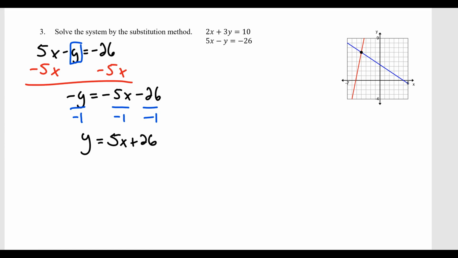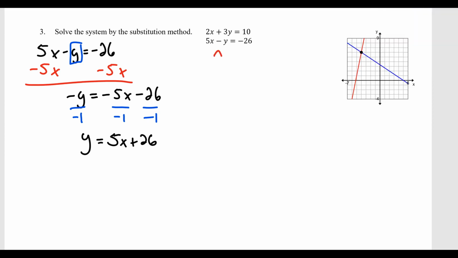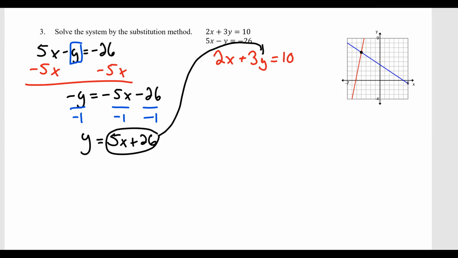So now I have y equals something. So I'm going to come over to my other equation, 2x minus 3y is equal to 10. I'm going to plug in this whole thing in for the y value over here. So I'm going to have 5x plus 26. And then notice I'm going to put my equals 10, my 3, and my 2x. I have to distribute this 3 because it's 3 times the entire y. So I have to distribute this 3.